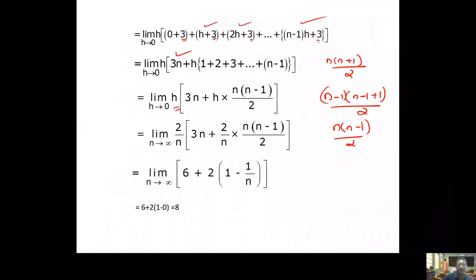Now h is what? 2 by n. 2 by n into 3n plus 2 by n into n into n minus 1 by 2. If you take n outside, and in this n into n minus 1 you take 1 n outside, this becomes 1 minus 1 by n. So limit n tends to infinity means if n tends to infinity, then 1 by n tends to 0. So this becomes 0. So 6 plus 2 into 1 minus 0. What is 6 plus 2 into 1 minus 0? 8.